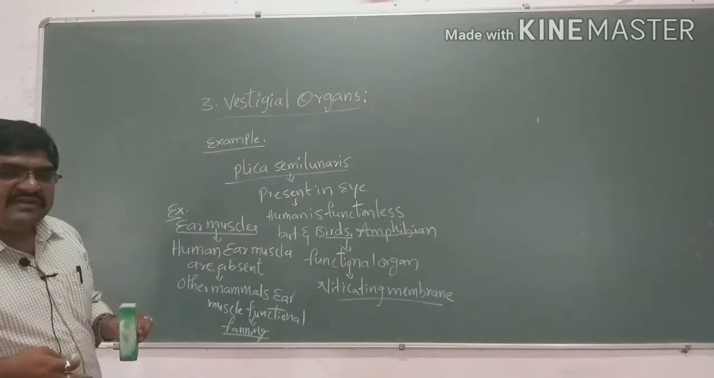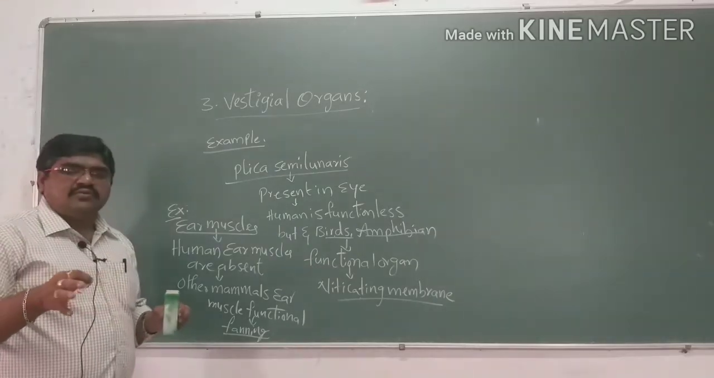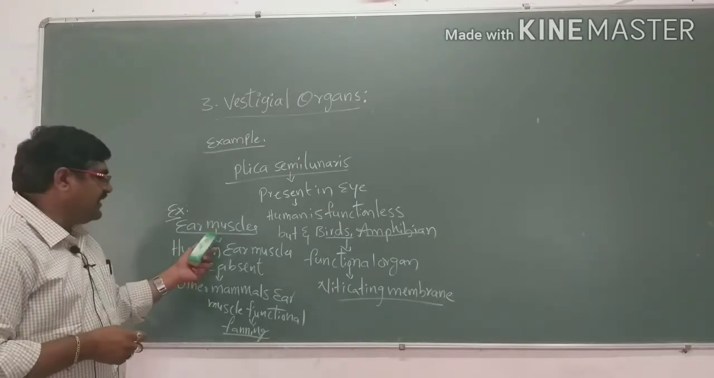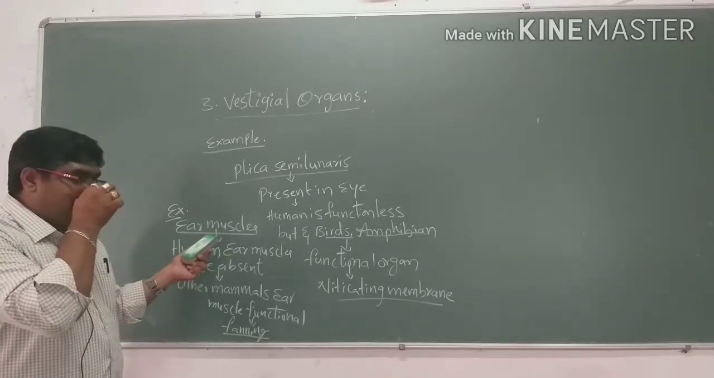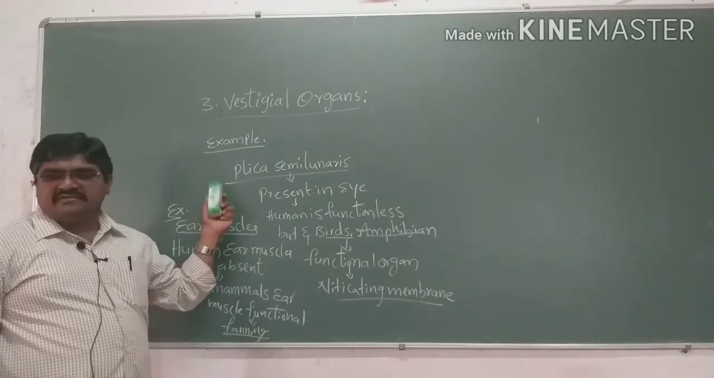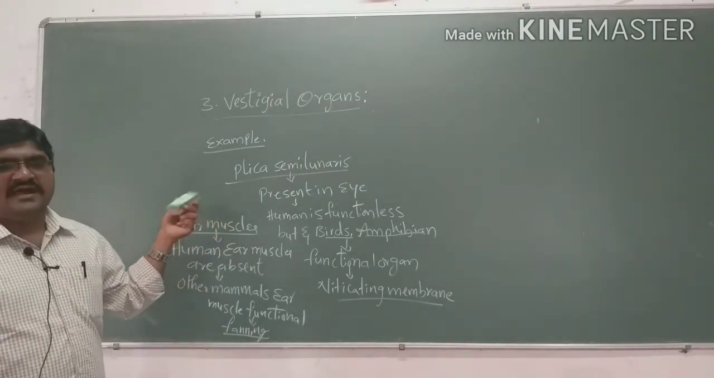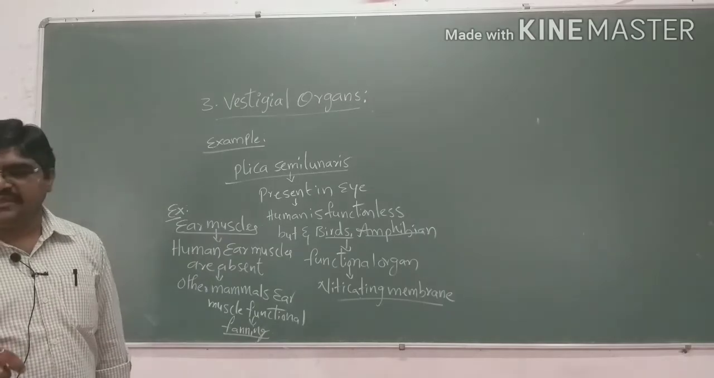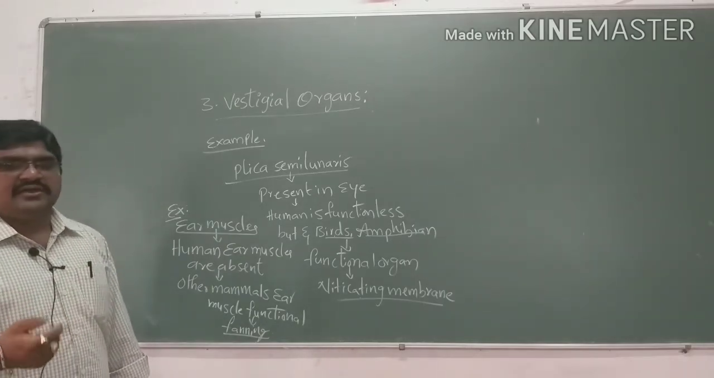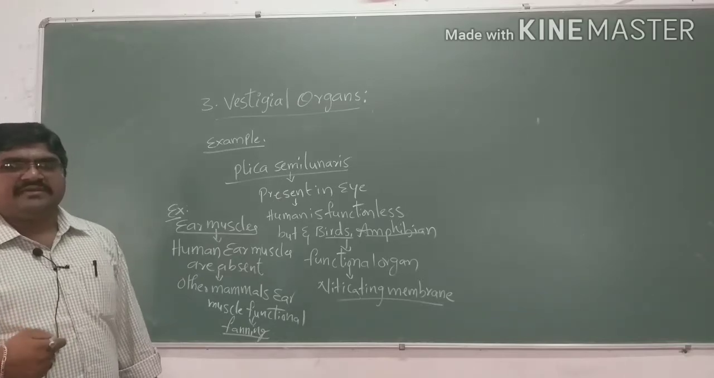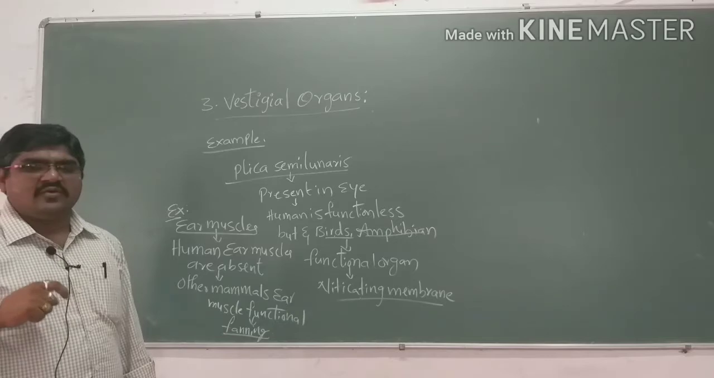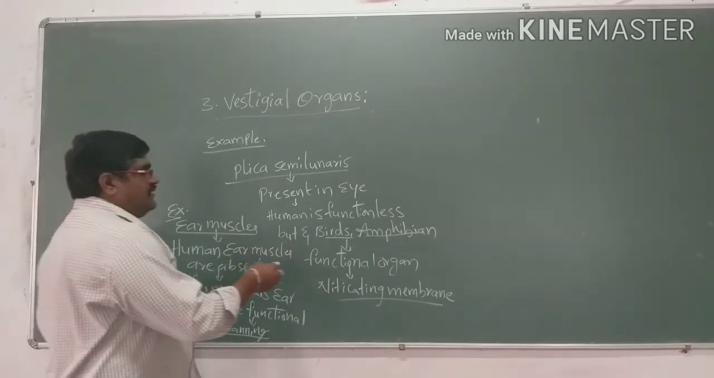But in humans, ears cannot rotate or move, so it does not take place. So that is also an example of a vestigial organ. And we can also take wisdom teeth as well as the coccygeal tail. In humans, the tail is not present.